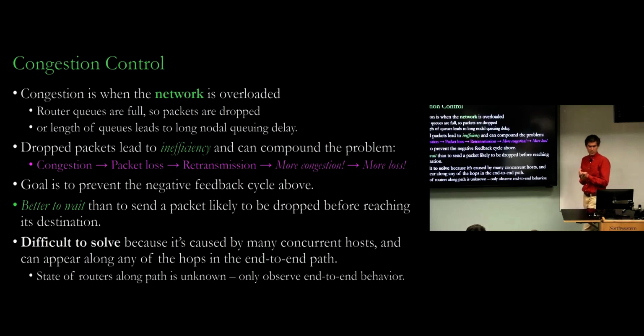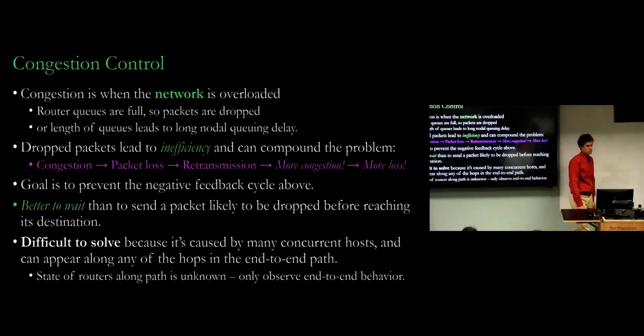So congestion is when the network is overloaded. What I mean by overloaded is that the routers have more data than they can handle, the routers' queues are full, and packets are dropped. Or maybe packets aren't being dropped, but the length of queues on the routers is very long, and so even though packets are eventually making progress, it's taking a long time for the routers to get those packets out on the wire. And so you end up with long delays. That's another symptom of congestion, where data isn't lost, but it's taking longer to reach the destination than you would like.